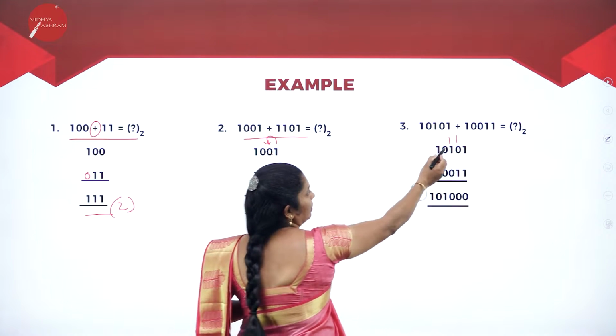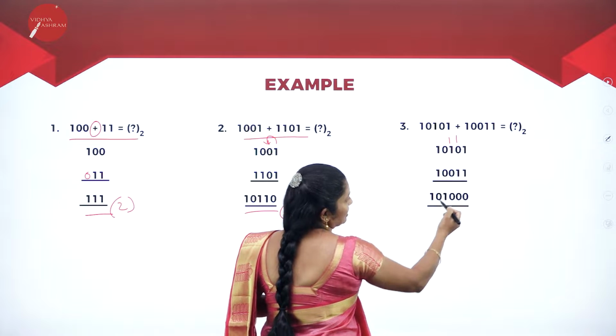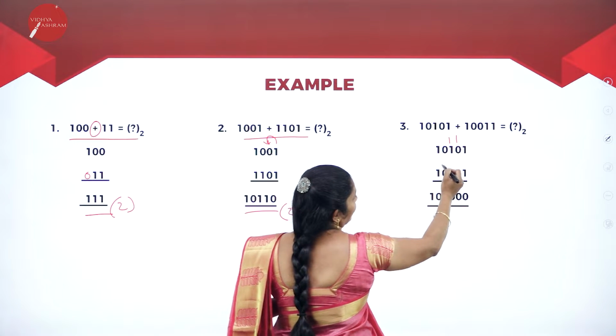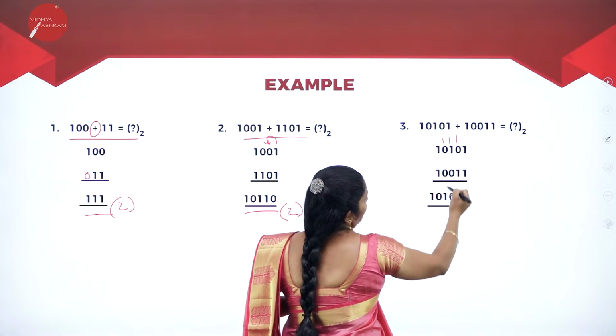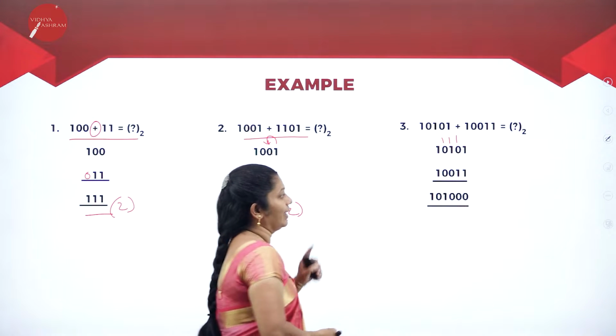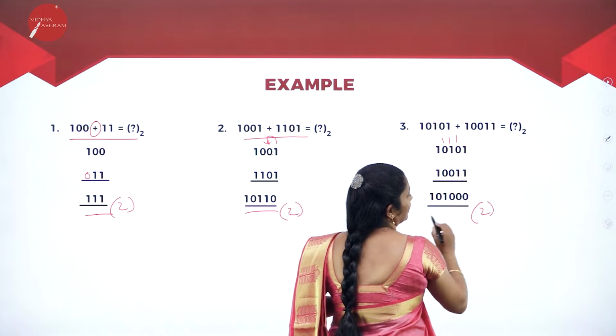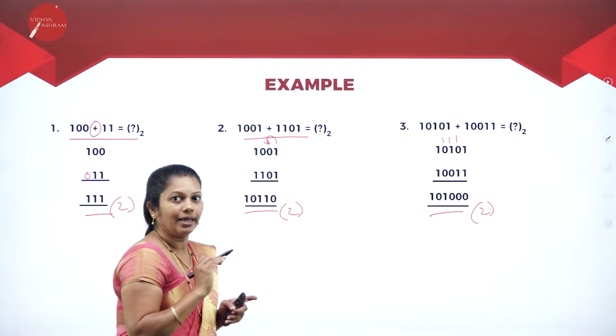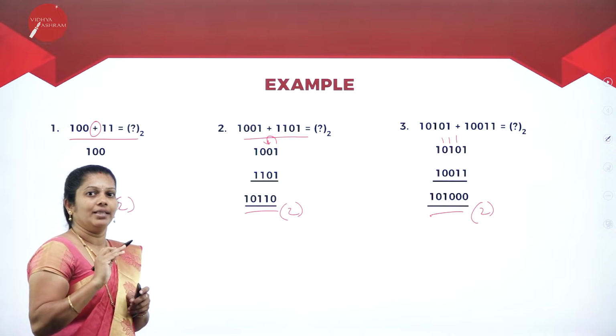Then once again 1 plus 1 plus 0. Here once again I get 0 with carry 1. That's why 1. Here once again 1 plus 1 is 0 with carry 1. This is the binary addition method. Like this, you have to perform binary addition.